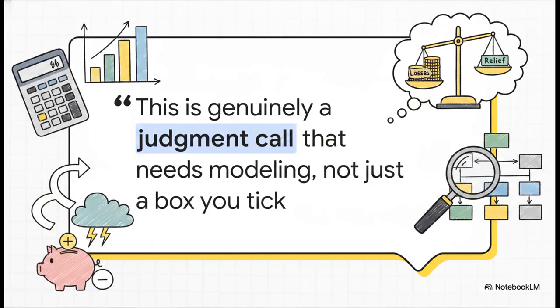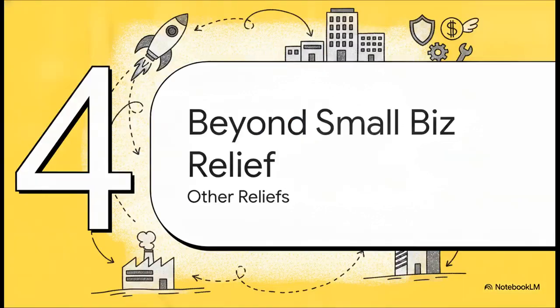To quote the source material directly here, this is genuinely a judgment call that needs modeling. Not just a box you tick because revenue happens to be under AED 3 million. Think about it. If a client is sitting on heavy losses, they might actually be vastly better off not electing the relief. You've got to run the numbers. Financial modeling is an absolute necessity to figure out what benefits the business more in the long run. Section 4. Beyond small business relief.